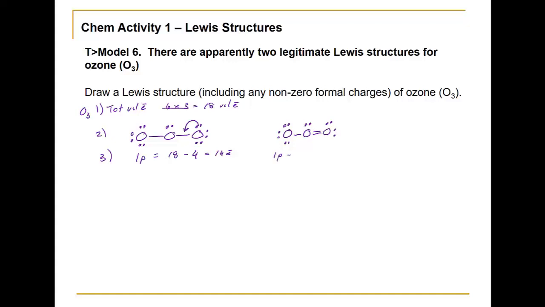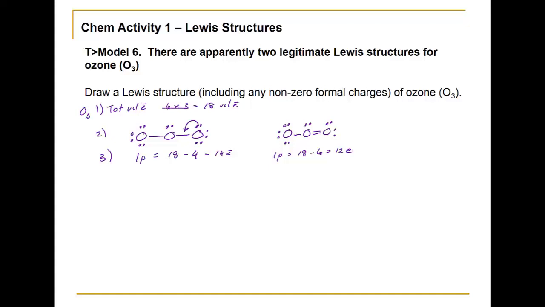Now, just as a matter of practice, lone pair electrons equal 18 minus 6 electrons that are in bonding pairs. So, of course, this gives me 12 electrons. And if I count the number of lone pair electrons I put out, it's a total of 12. So I've used the correct number of valence electrons.